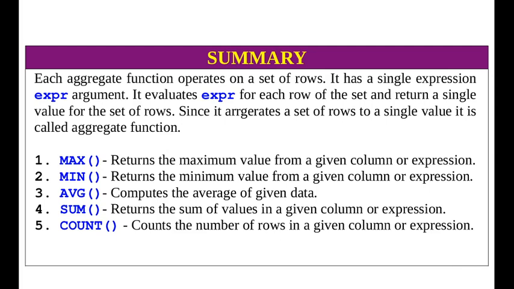Next, 5 aggregate functions we have already discussed. First, max returns the maximum value from a given column or expression. Next, min, it returns the minimum value from a given column or expression. Next, AVG function, it computes the average of given data. Next, sum, it returns the sum of values in a given column or expression. Next, count, it counts the number of rows in a given column or expression.